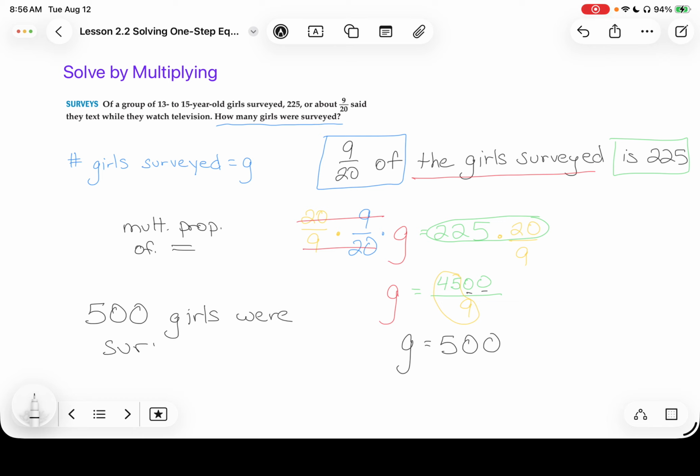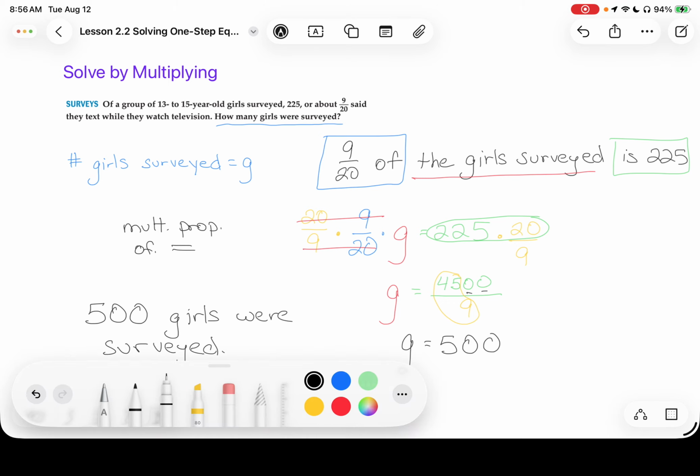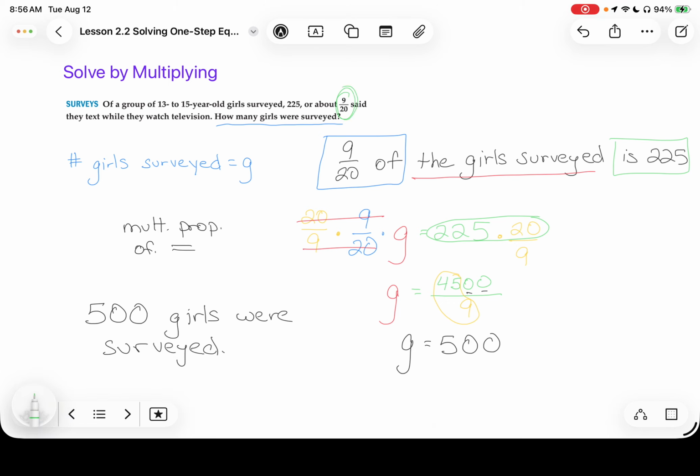Now let's stop and see if this answer makes sense. I surveyed 500 girls. 9 out of 20, 9/20ths of them said they text while they watch TV, and that was 225. Let's think about this for a second. 9/20ths is a little bit less than half because 10/20ths is half. So 9/20ths is a little bit less than half of them. Half of 500 is 250.